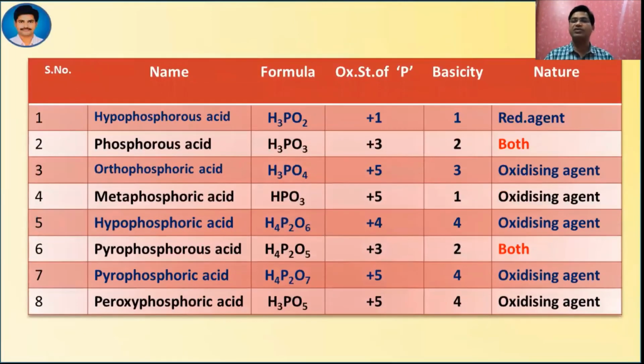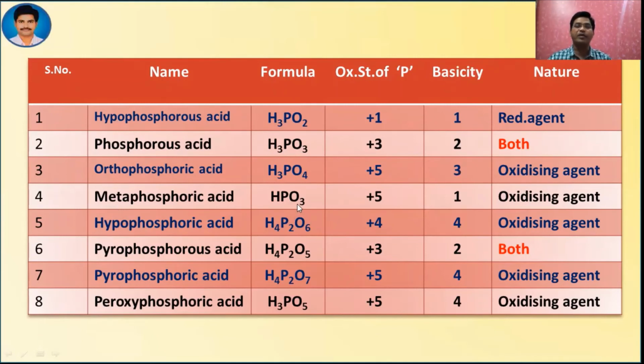Okay, now let us see this chart, this will give you the complete picture. These are the 8 oxoacids of phosphorus. Hypophosphorous acid, its formula is H3PO2, oxidation state is +1. Basicity is 1, acts as only reducing agent. Whereas phosphorous acid, H3PO3, +3 is oxidation state, basicity is 2, and it acts as both oxidizing as well as reducing. Orthophosphoric acid or phosphoric acid, H3PO4, oxidation state is +5, the basicity is 3, and it acts as an oxidizing agent.